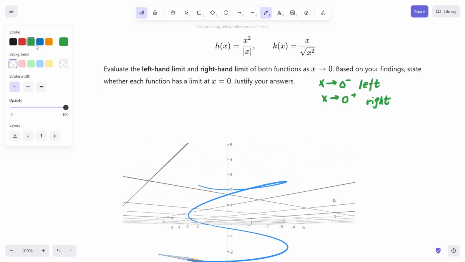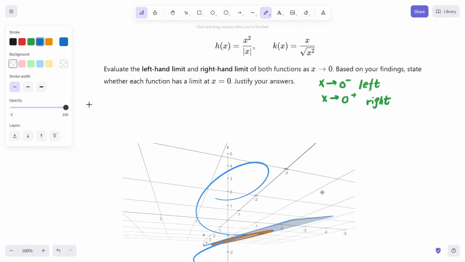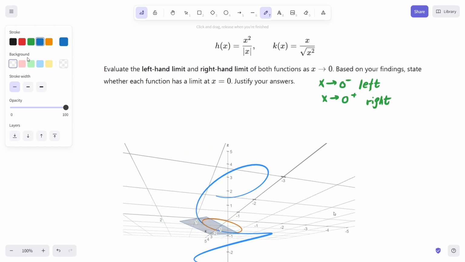Our task is to evaluate the left-hand limit and the right-hand limit of both functions as x approaches 0. Then, based on your analysis, determine whether each function has a limit at x equals 0. Alright, let's walk through this together.